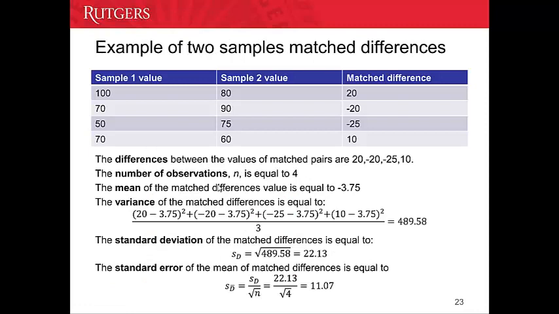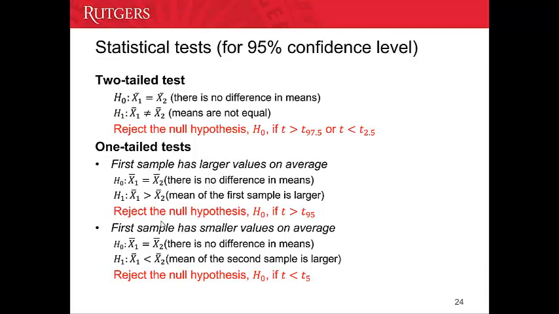This is how we calculate the difference, the number of observations, the mean, the standard deviation, and the standard error. Later on, we can use these statistics to calculate the t-score. Let's take a look at the statistical tests. In this case, we set the significance level to 0.05, which means we want to have 95% confidence in our results.